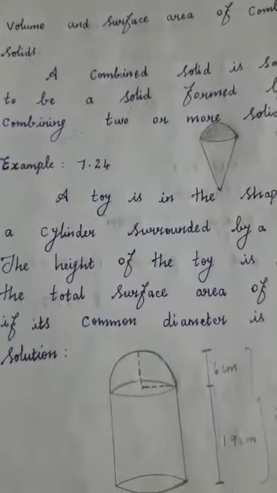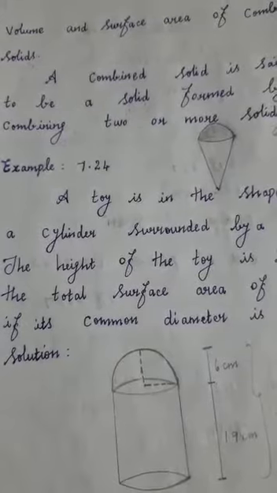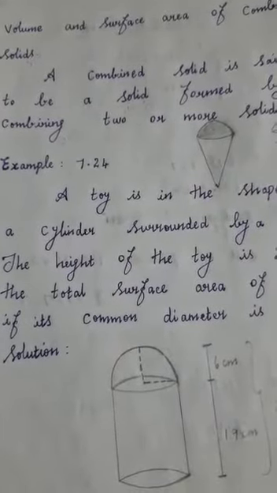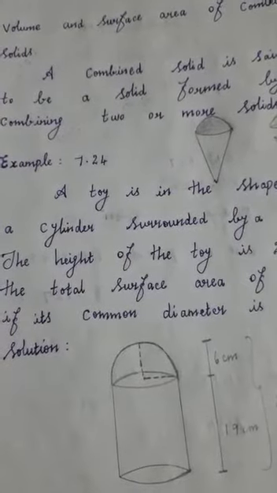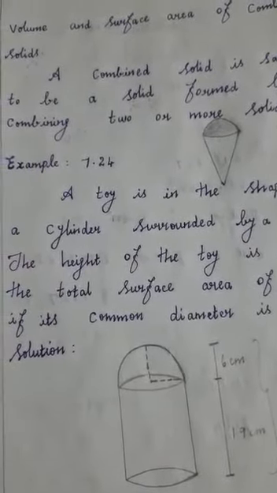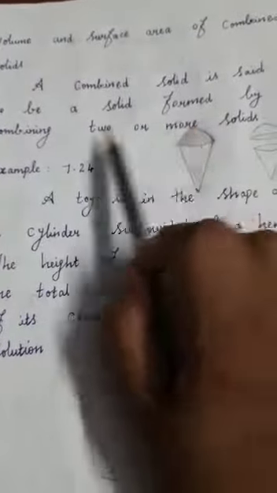Good morning, students. In the mensuration lesson, we already learned about the surface area of some solids and their volumes. Today we are going to learn about the volume and the surface area of combined solids. So what is a combined solid? A combined solid is a solid formed by combining two or more solids.